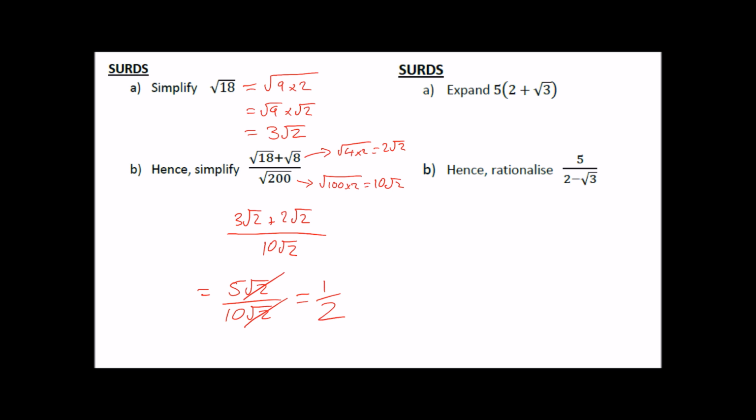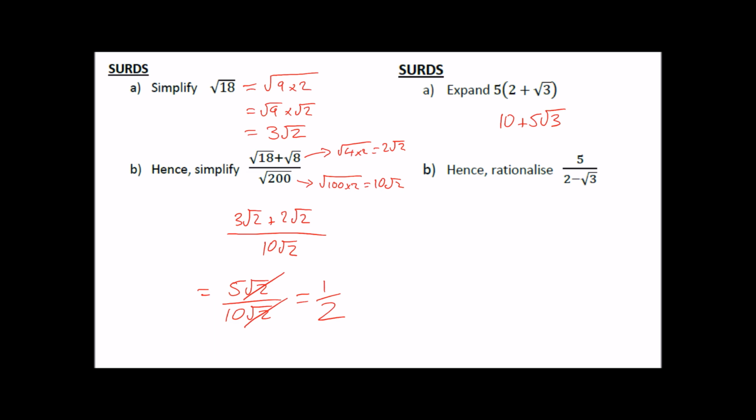You can also be asked to expand brackets, both linear ones like this or quadratic ones where you've got two sets of brackets. Just do it in the same way as you'd expand a quadratic. So on this one, you do 5 times 2 is 10, and 5 times root 3 is 5 root 3. Nice and easy. Again, it says hence rationalise this, so we're going to be using what we've just done.